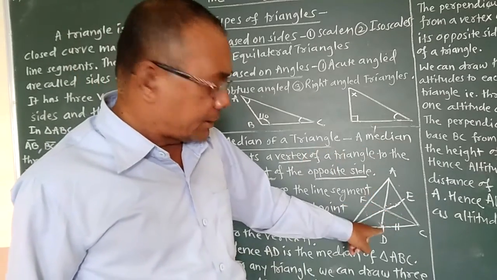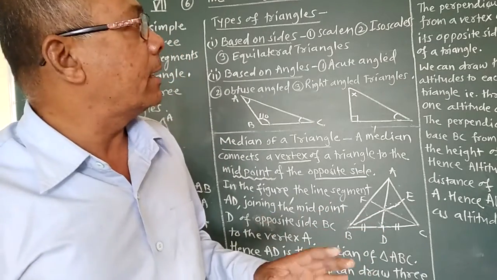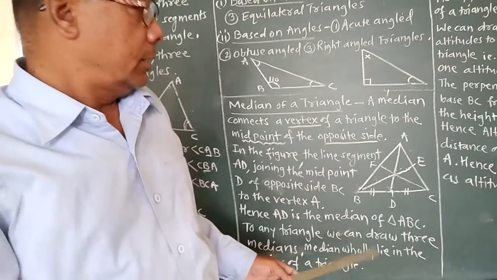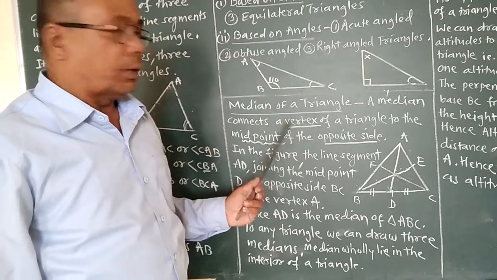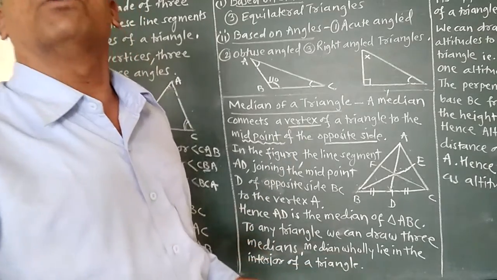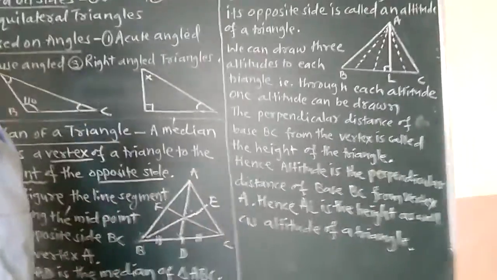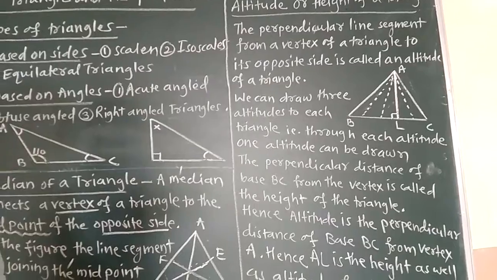So AD fully lies in the interior of the triangle. So here we have seen what is meant by median, and now our next point is altitude. Our next point is altitude.